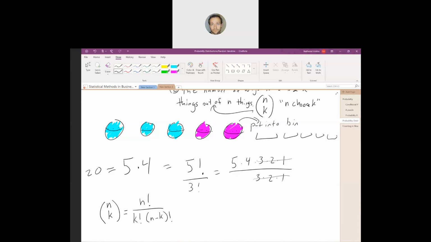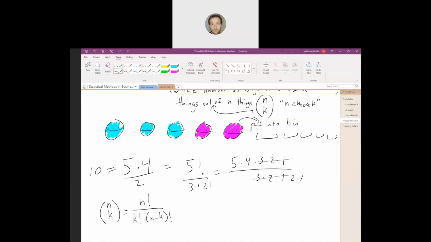Just a moment. Are we missing a 2 factorial here? Yes, that's right. I'm sorry, we're missing a 2. This should all be divided by 2. This should be 10. Sorry about that. The reason why it's 10 is because order doesn't matter.